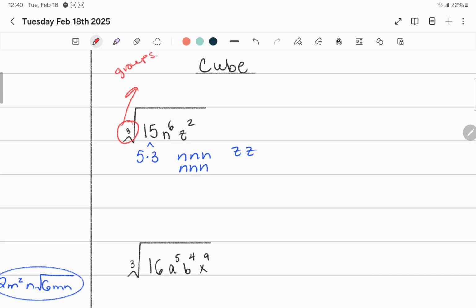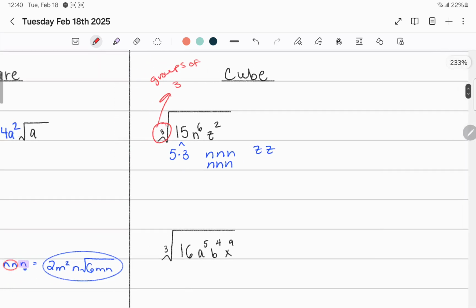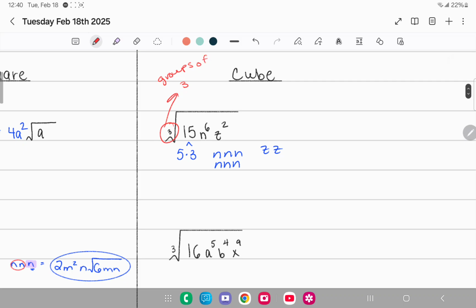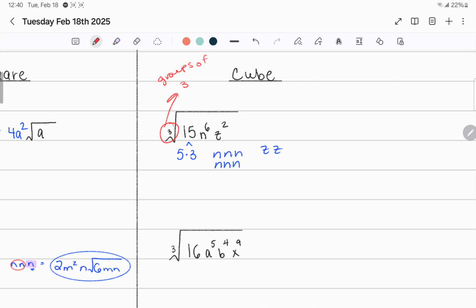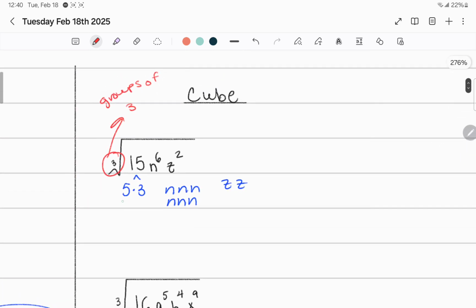Groups of 3. So again, it doesn't mean that I want only 3's. It can be 3 2's, 3 3's, 3 4's, 3 5's, 3 6's, anything that there is 3 of. So I don't have 3 5's, so that can't come out. I don't have 3 3's, that cannot come out. I have 3 N's and another 3 N's, and then I do not have 3 Z's. I'm missing one. So all that gets to come out here are the 2 groups of N's, so that's N to the power of 2.